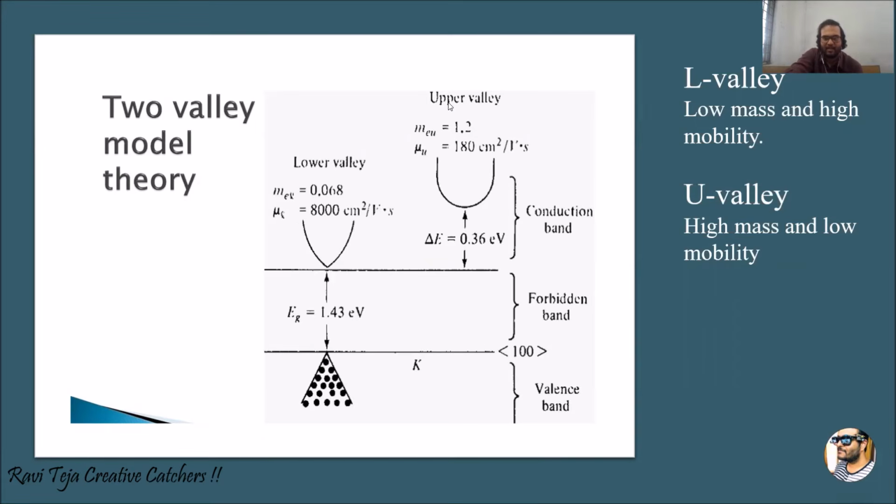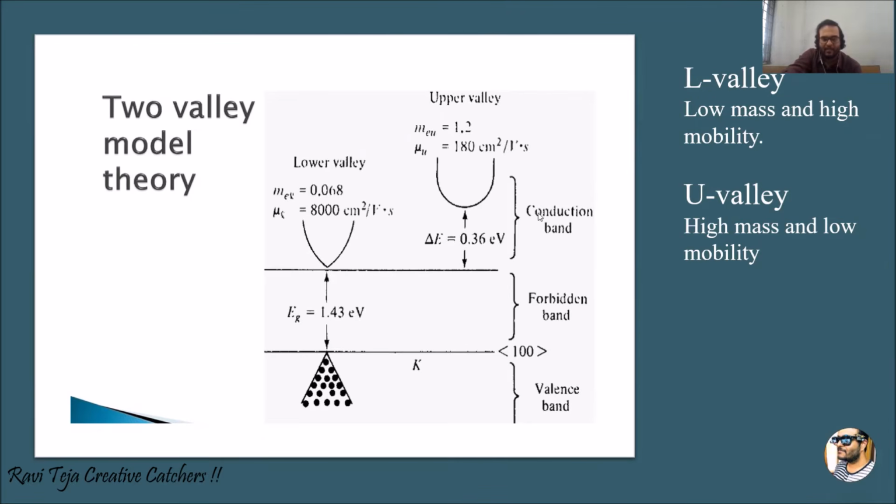Coming to the upper valley, the mass is very high. The mass of an electron is 1.2, which is high compared to the lower valley or L valley. And the mobility of electrons is very, very less, that is 180 centimeters square per volt second, which is very, very low compared to the lower valley.